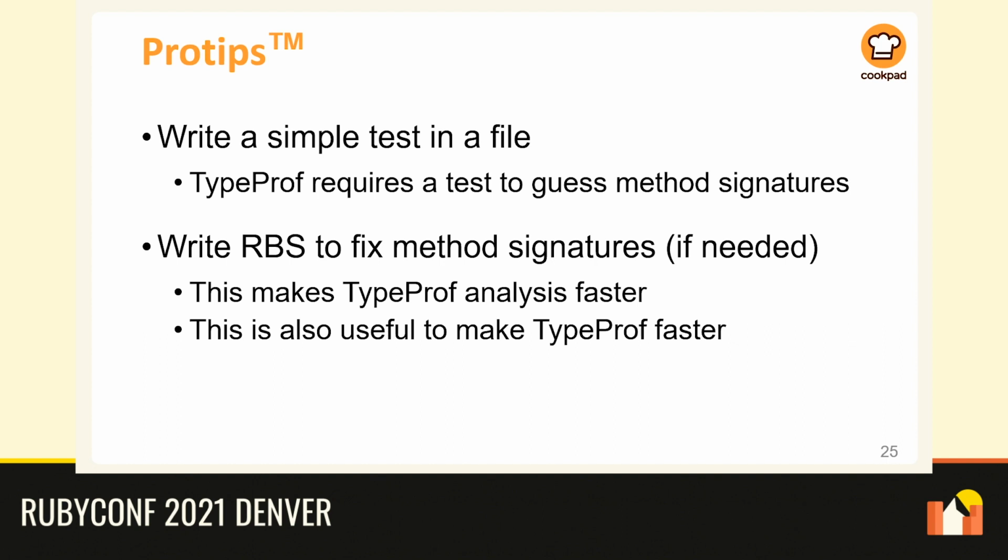Also, if there's a handwritten RBS description, TypeProf uses it instead of guessing from code, which makes TypeProf analysis faster. Note that TypeProf is very slow, unfortunately. Currently, TypeProf for IDE stops TypeProf analysis within 1 second. If your code is big or complex, TypeProf cannot analyze it within 1 second, and no guesses will be displayed. In such a case, it is practically mandatory to write RBS to allow TypeProf to analyze your code.